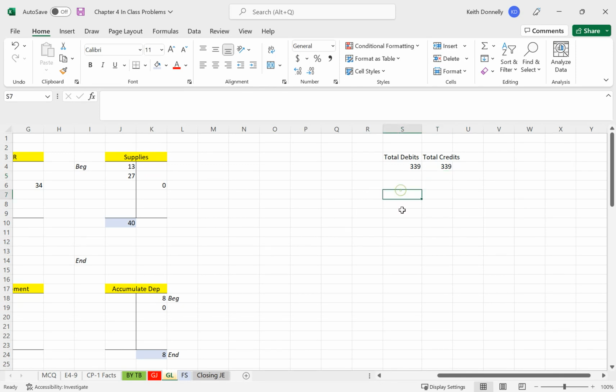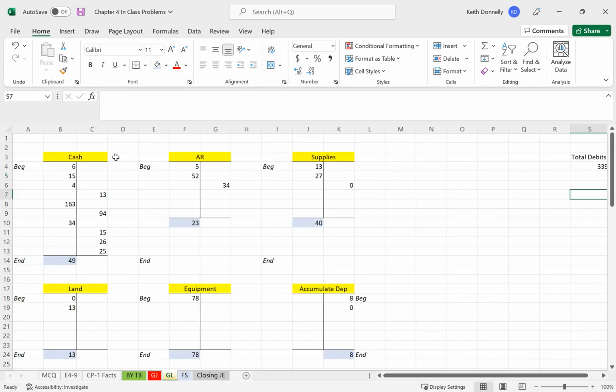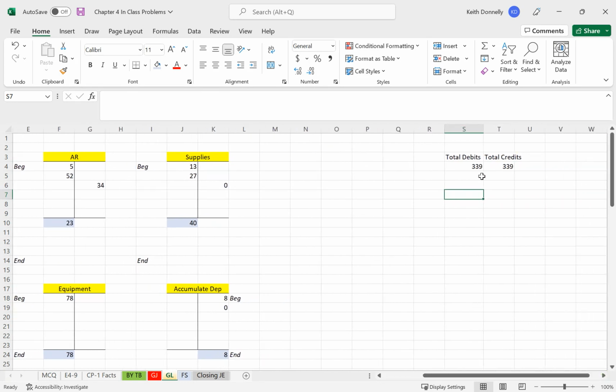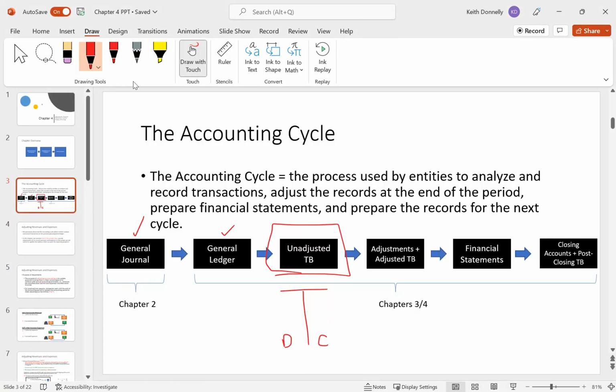But for purposes of this example, I'm just showing you, hey, we would pause here and make a trial balance where you would have cash of 49, accounts receivable of 23, supplies 40, for all of those. At the bottom of all of those, your total debits would be 339, your total credits would be 339. So it would be like 339, 339. We did that. Now we have to do our adjustments, right?